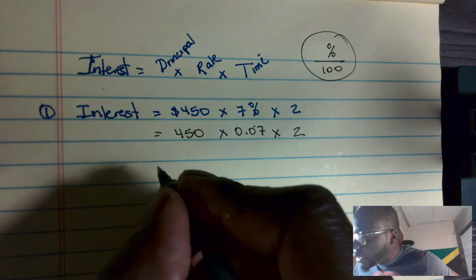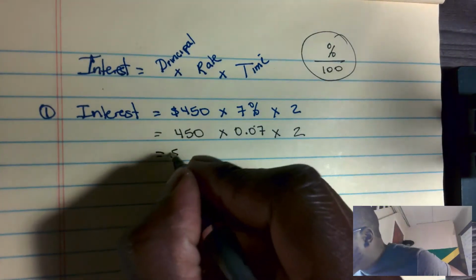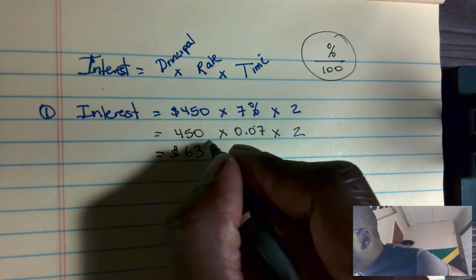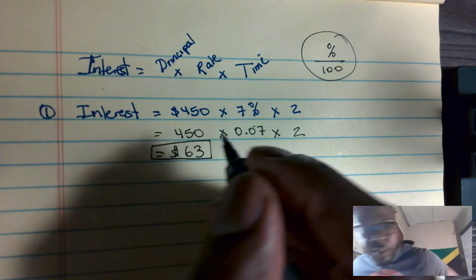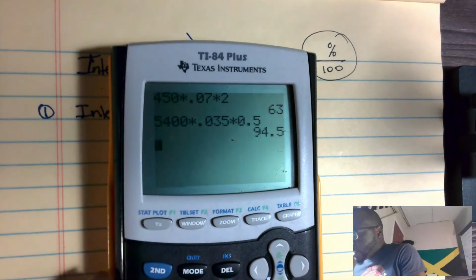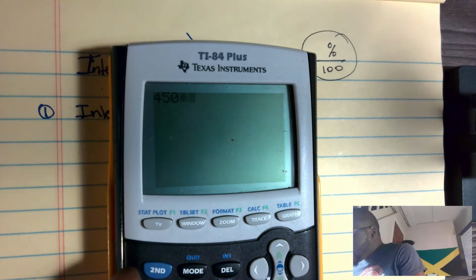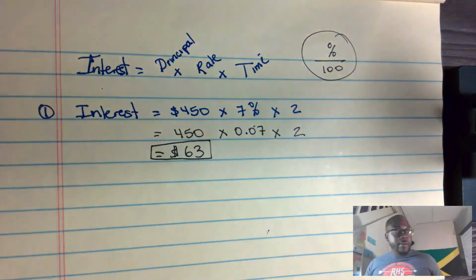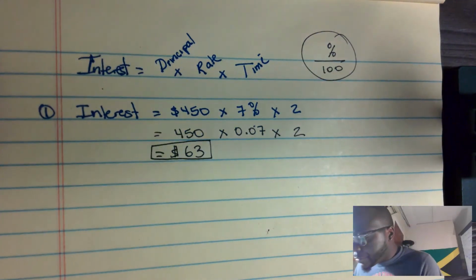When I work this out, I'm going to get $63. For those of you who don't know, let me show you on my calculator: 450 times 0.07 times 2 years, and it gives me 63, as you see there. So easy.